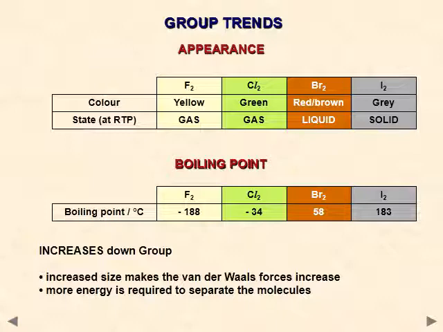Why does the boiling point increase? From the topic of chemical bonding, we know that they are all non-polar molecules and they have van der Waals forces, and the van der Waals forces become stronger down the group due to increase in number of electrons and particle size or contact points.